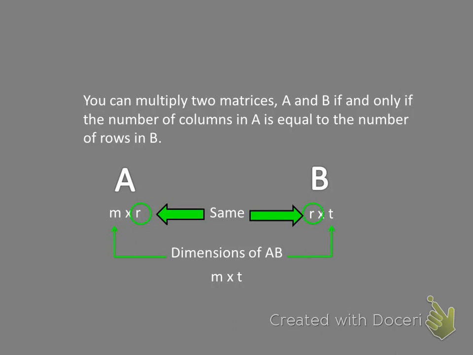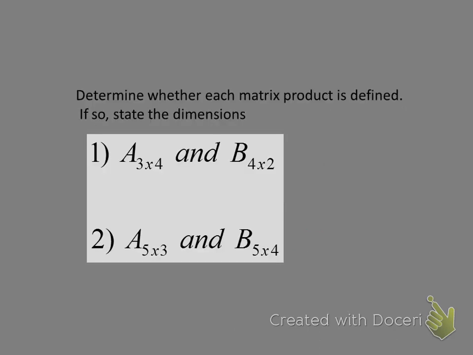Throw one more at you. Your new matrix, your answer matrix, is going to have dimensions that are A's rows and then B's columns. So the inside numbers have to be the same. The outside numbers are what make your new dimensions. That's how you know. Your inside numbers tell you if you can do it. Your outside numbers tell you what size of matrix you get. Okay, make sense?